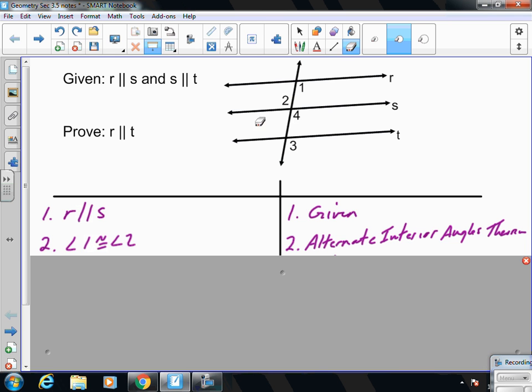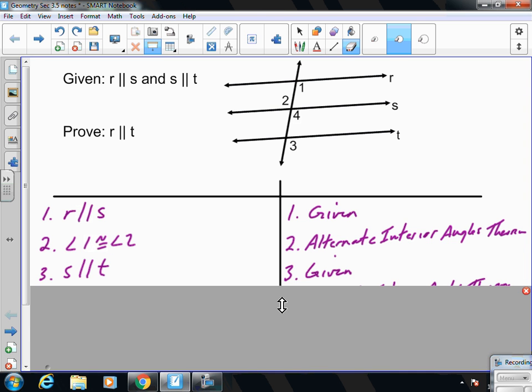The next thing we're going to do is bring in the other part of the given, that S is parallel to T. And so if S and T, these two bottom lines, are parallel, then we have a relationship between angle 3 and we actually have a relationship with both of these angles, right? 3 and 4 are corresponding angles, or 3 and 2 are alternate exterior angles because they're outside of these two lines.